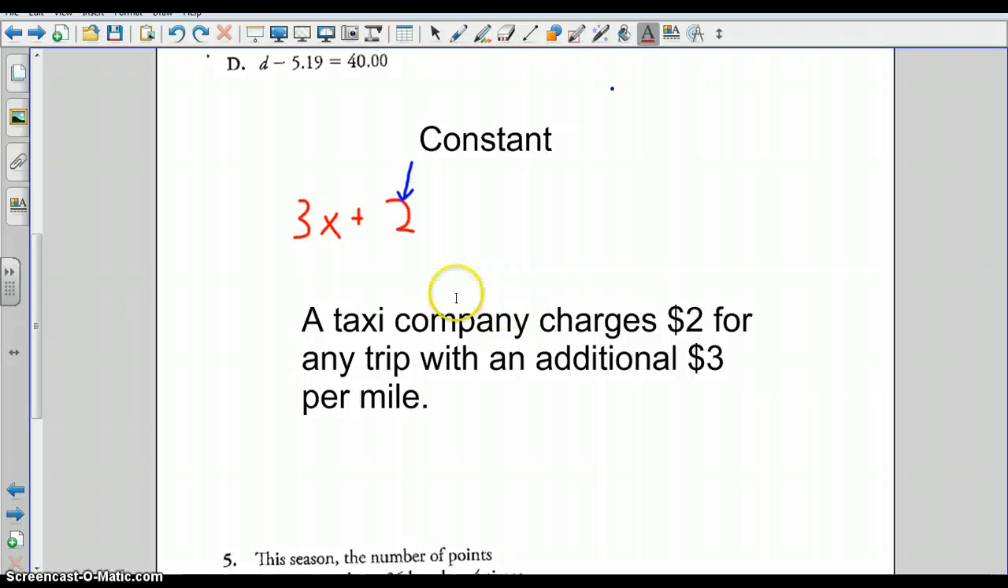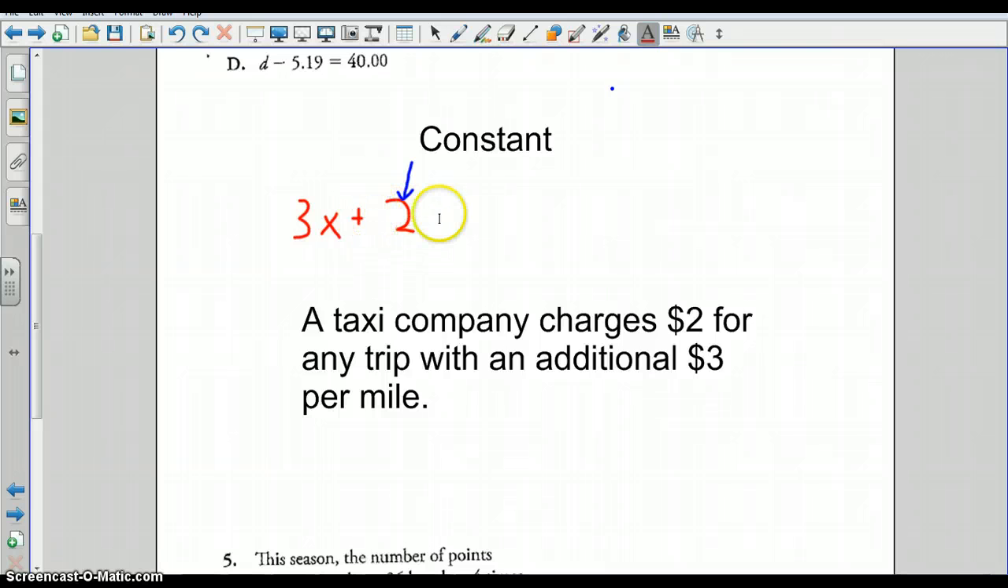Okay, so here's a situation that would be a two-step equation, where the constant is important. If a taxi company charges $2 for any trip, and there's an additional $3 per mile, see if you can follow me here. We have a $2 that's just a constant rate. No matter what, you're going to pay $2. So if you get in that taxi and you go one block, just to the end of the building that you're sitting at, they're going to charge you $2 regardless. So that's a constant rate. Everyone pays the exact same constant amount of $2.